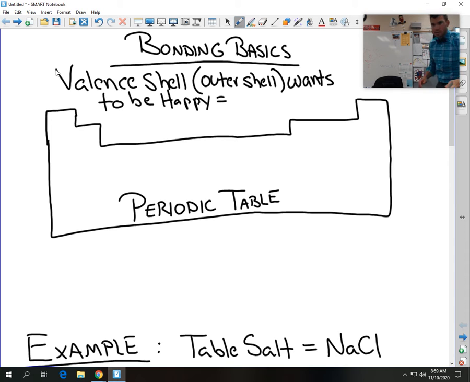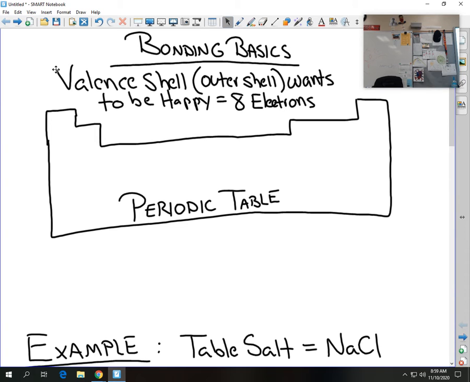And in order for it to be happy, it needs to get to 8 electrons, all right? Because 8 electrons fills the whole shell, with the exception of shell 1. Shell 1, for hydrogen and helium obviously, gets to 2 because only 2 electrons go in the first shell. But every shell after that, it wants to get to 8. So 8 is the magic number, all right? It wants to get to 8 electrons. So keep that in mind. It's always trying to get to 8 electrons.